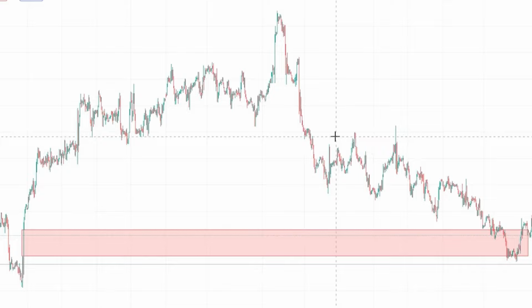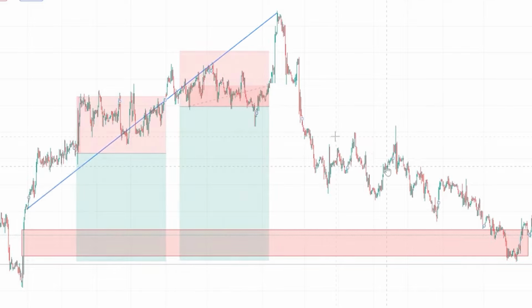Returning to our Euro-US dollar example on the 1-hour chart, we see that the imbalance was fully filled only after 1.5 months. If you had blindly placed trades expecting an immediate fill, you could have taken multiple stop losses. This demonstrates that trading purely based on imbalance fills is a risky approach.